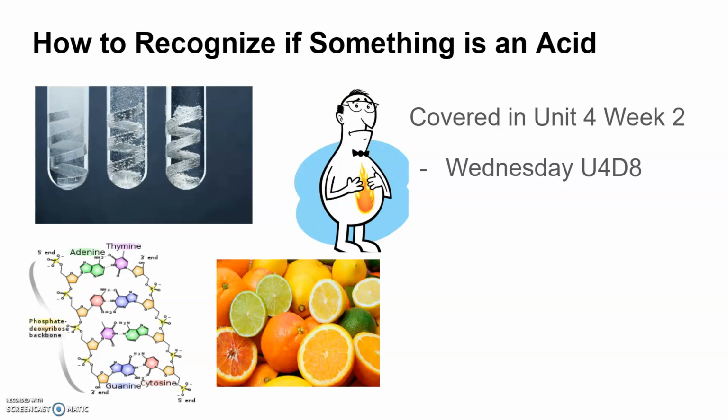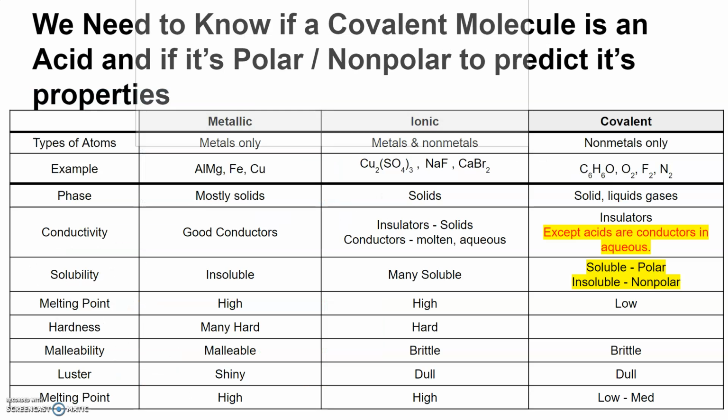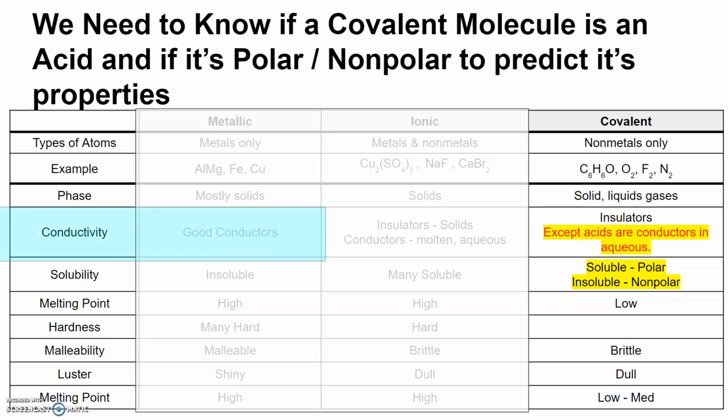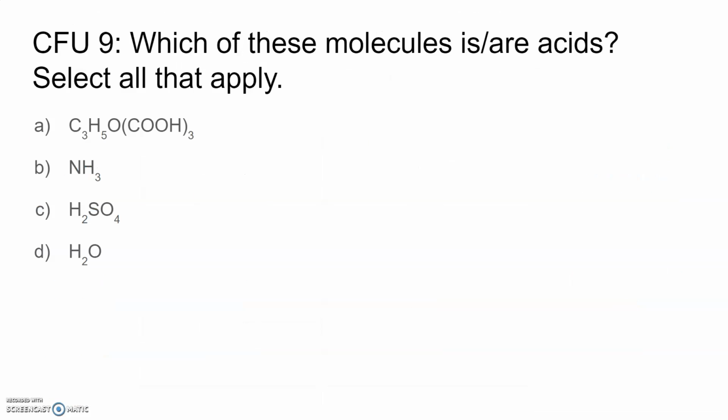Okay, the next thing that we're going to go over is how to recognize if something is an acid, and this was covered in Unit 4, Week 2, in the Wednesday folder. The reason this is important is that remember, for covalent molecules, their conductivity depends on whether it's an acid or not. If it's an acid, they are conductors in aqueous solution. Other than that, they will be an insulator, as a solid or aqueous. If it's not an acid, it will be an insulator.